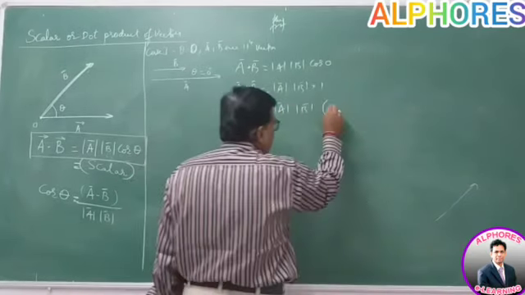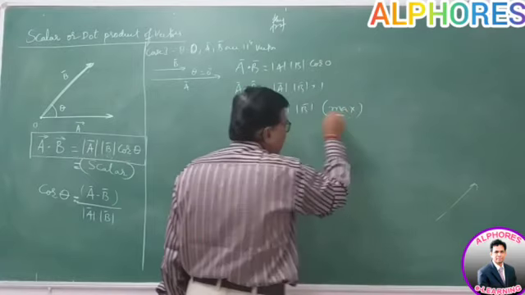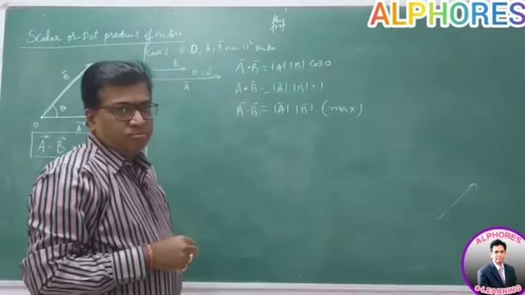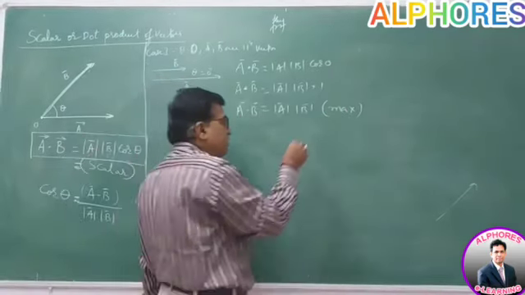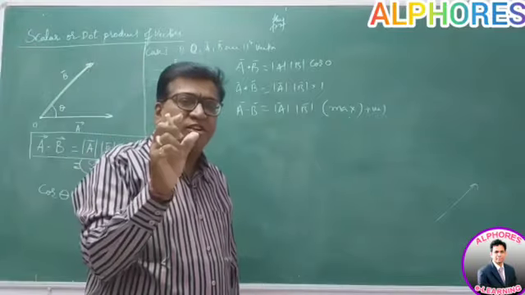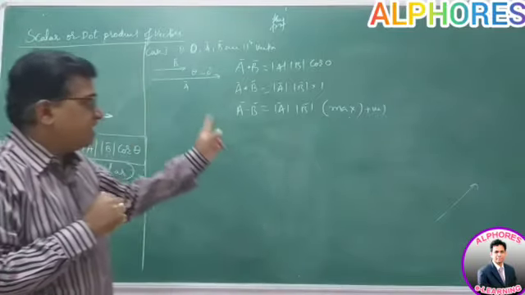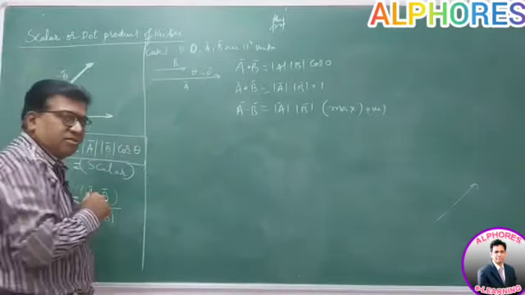So this is the maximum value of the dot product. Of course, it is the maximum positive value of the dot product of two vectors. So whenever two vectors are in the same direction, parallel, the dot product is said to be maximum, and it is equal to the product of their magnitudes, mod A mod B.